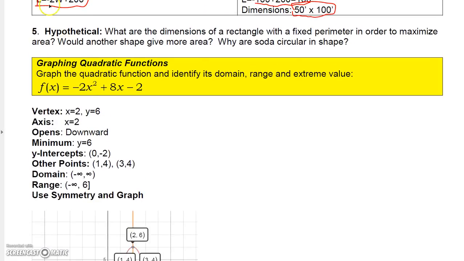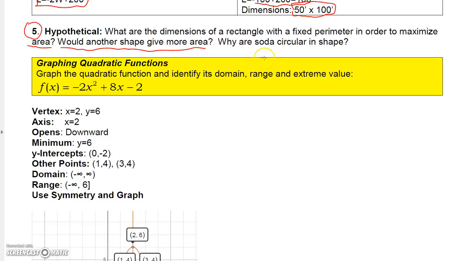An interesting thing to think about is what are the dimensions of a rectangle with a fixed perimeter in order to maximize area? Well, it would have to be a square. I could show you that, I just don't have time to do it. But actually, if you took the same perimeter and made a circle out of it, you would get more area than you would get if you got a square.